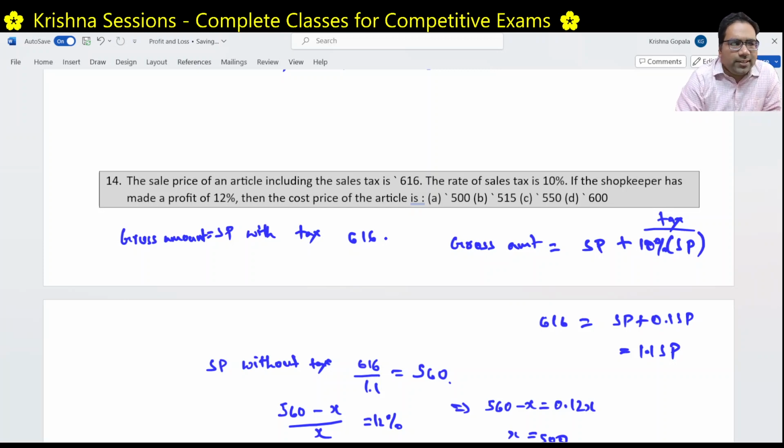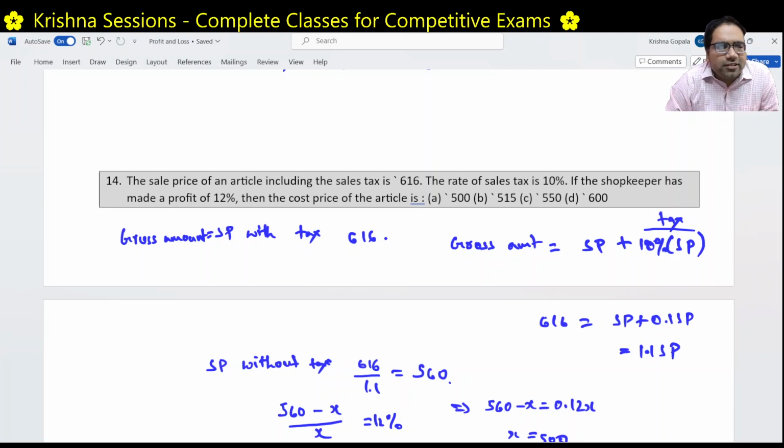First, 560 is for him, and the remaining 56 rupees is for the government. So together he is collecting 616 rupees, right? Now that 56 rupees, anyway, he has to give to the government. So what is the profit for the shopkeeper? It is coming from this 560 only, right?